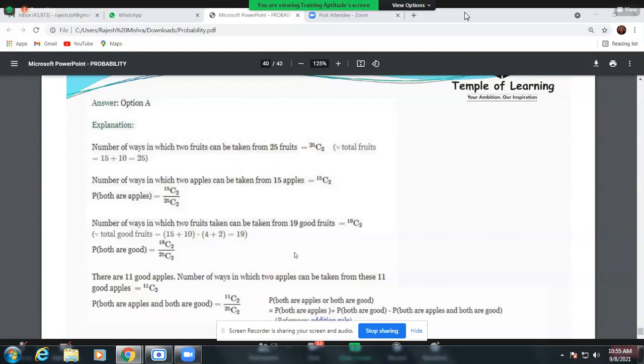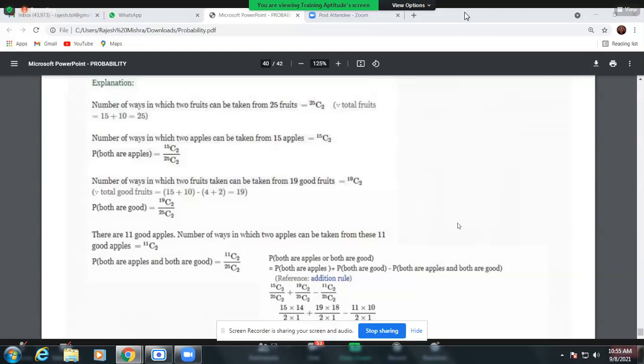So this is called repetition. The portion which is being repeated has to be subtracted. Are you getting the logic, students? Just have a look. 25C2 is common in all of them, so I bring them down. Is this okay? Are you following the logic here?